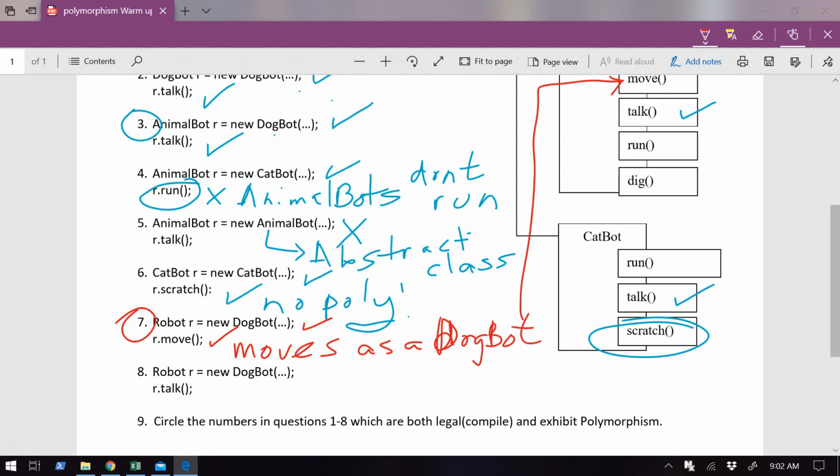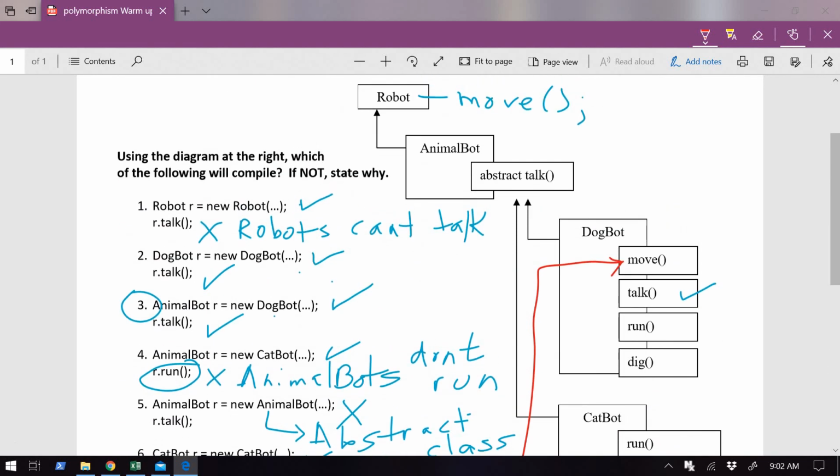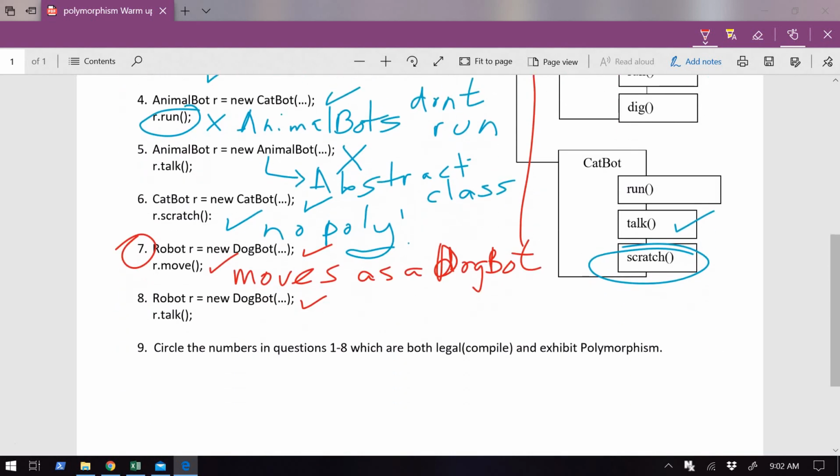The last one, yay. All right, robot R is a new dog bot. This is an OK instantiation. I've got something general pointing at something more specific. The role of a robot is to move or to talk. All right. Can robots talk? No, robots cannot talk. Wait, did I just screw that up? I did. Robots cannot talk.